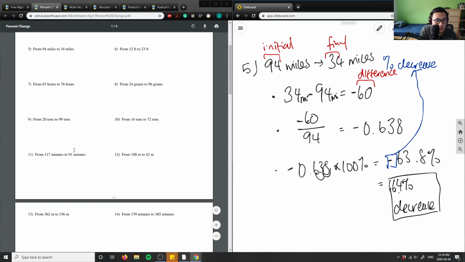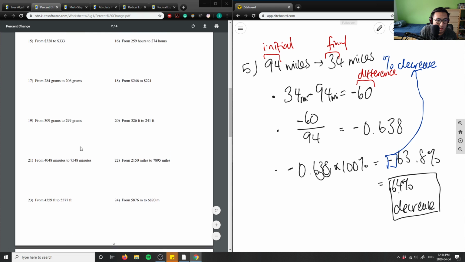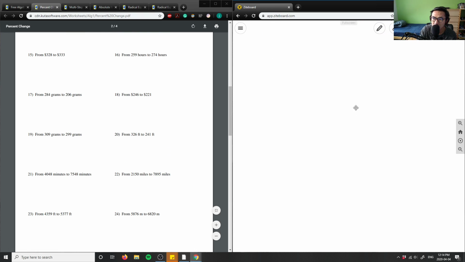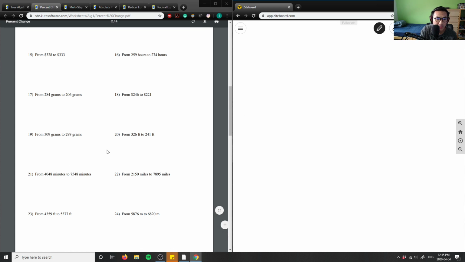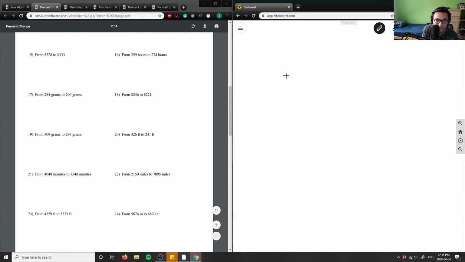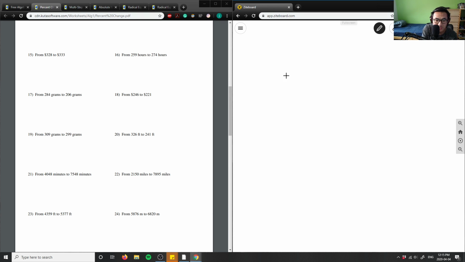Okay, let's do a couple of further down ones, and then we'll review our equations. So maybe let's do 2 or 3 more, depending on how much time. Let's do 19. These numbers are a bit bigger, so I'm hoping it's somewhat harder, but I don't see it being harder. This is 309 grams, and I'm going to write G for grams, and it's going to 299 grams. So percent increase or decrease? It's going to take a minute to figure that out.